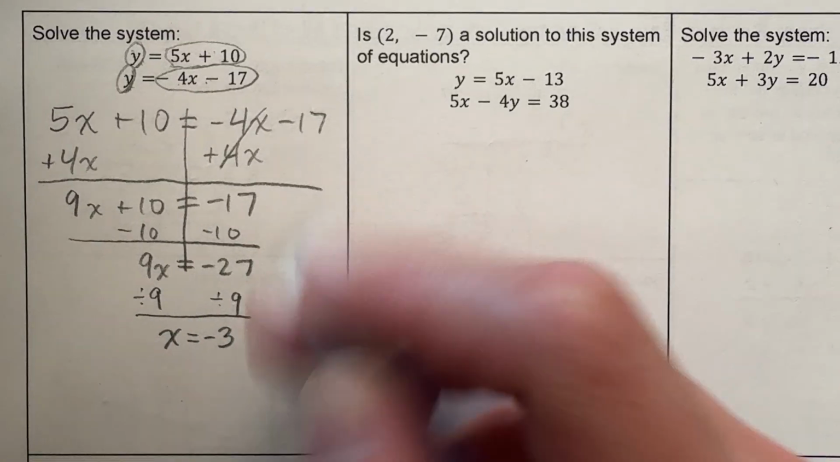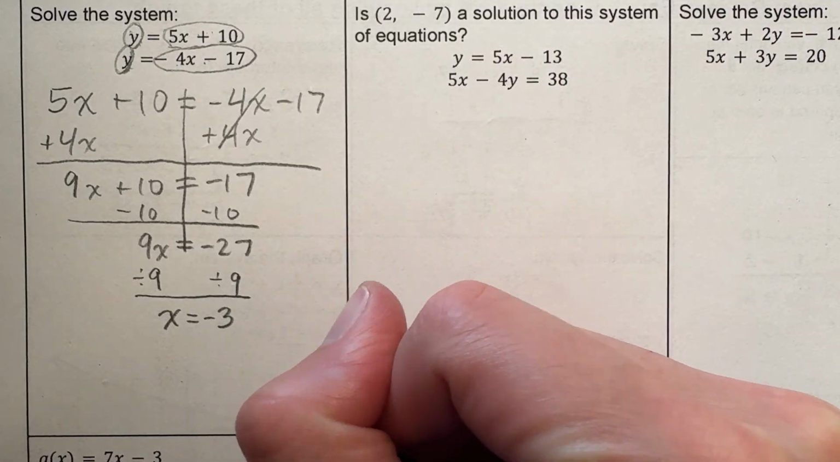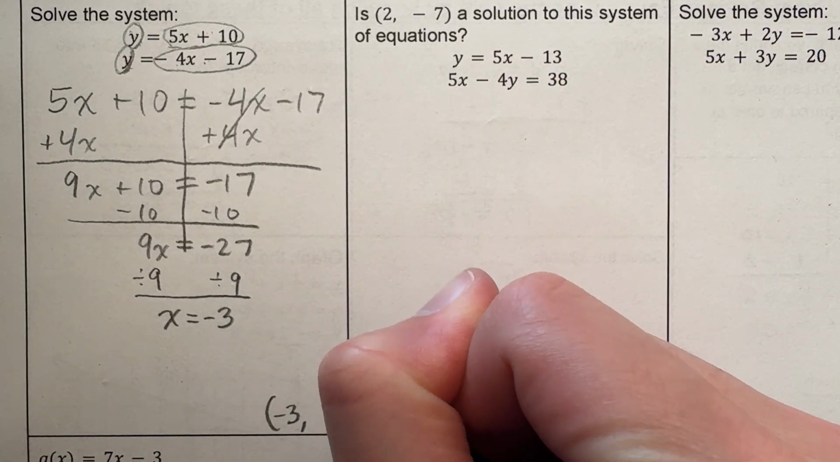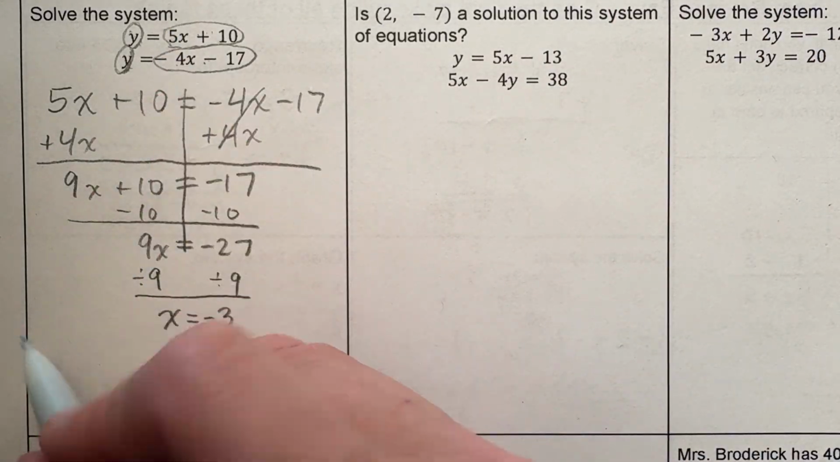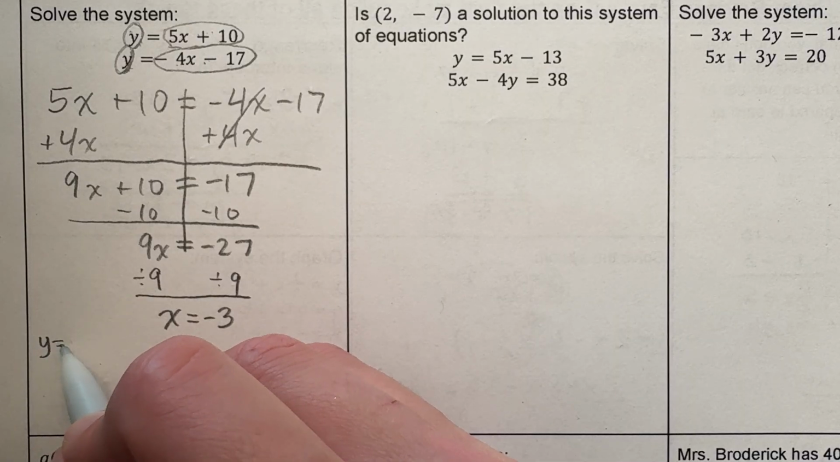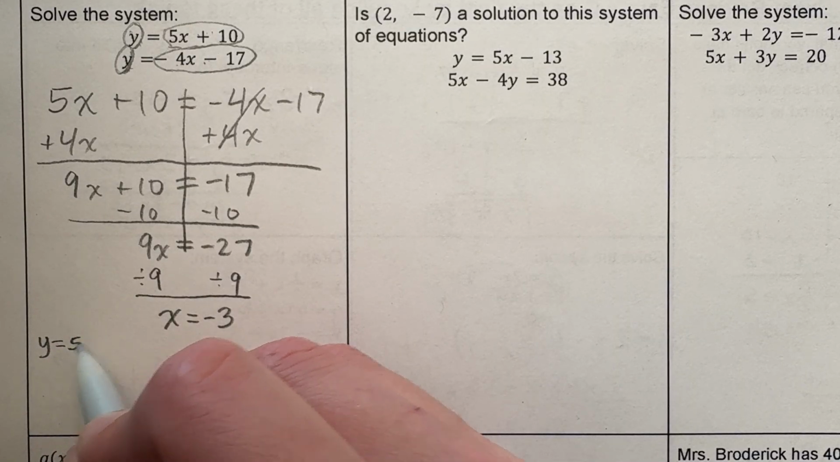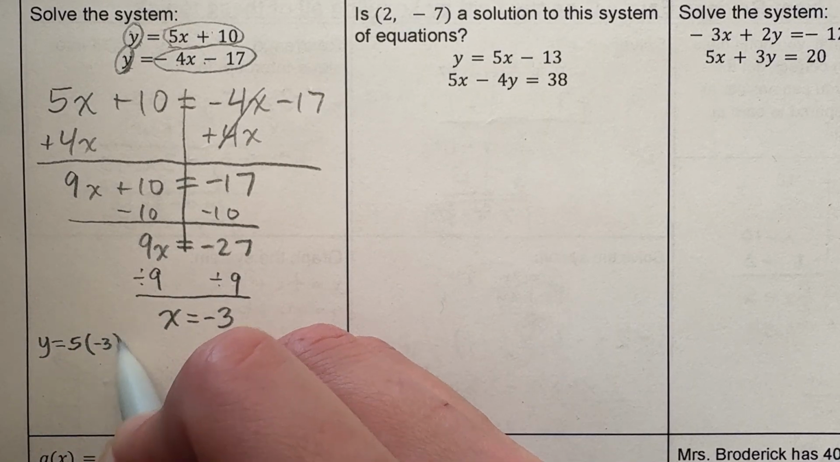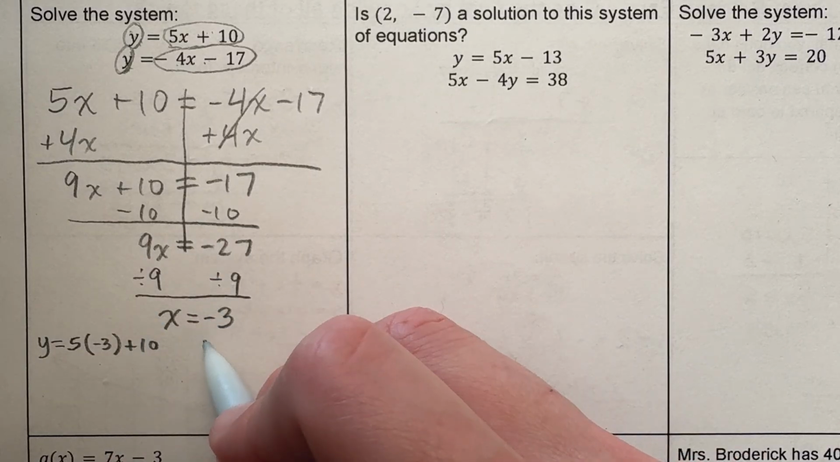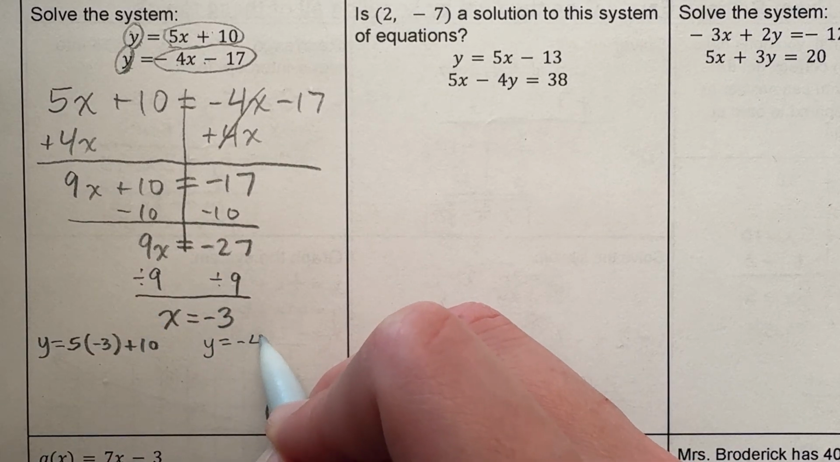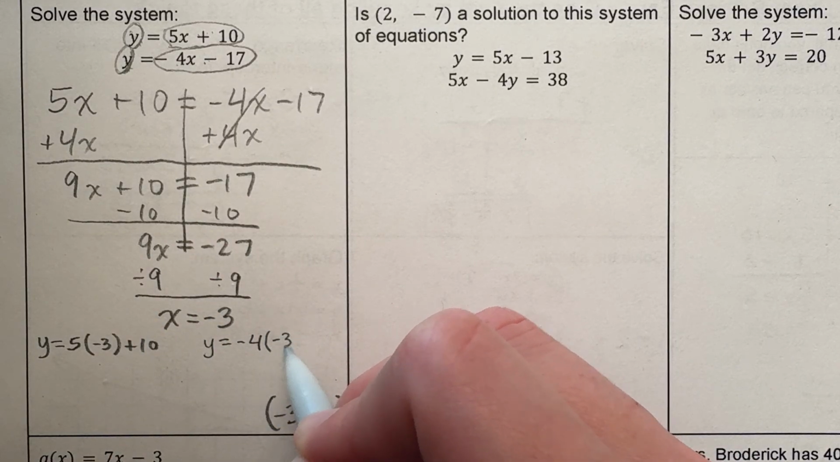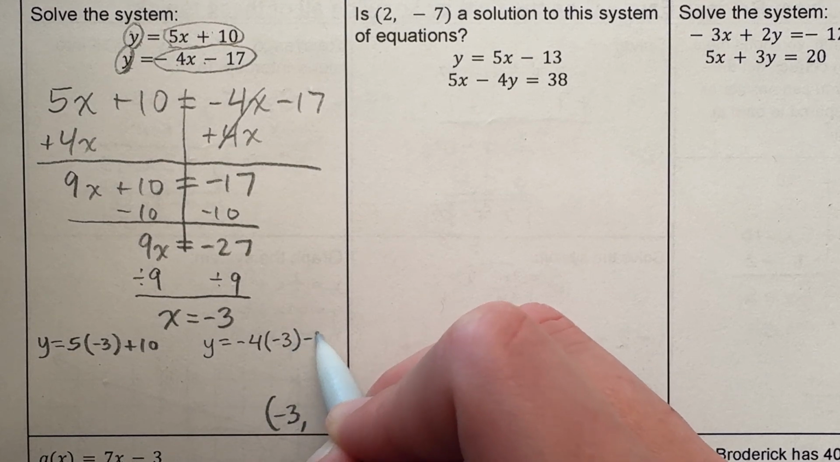Now, as always with a system, I am not done because remember my answer is always going to be x comma y. So here I have two equations, and I'm just going to plug this x back into both equations. You could absolutely plug it into one and then check it in the other, but I find that with equations in this format, it's just so quick to plug in. It's almost faster to just do it like this.